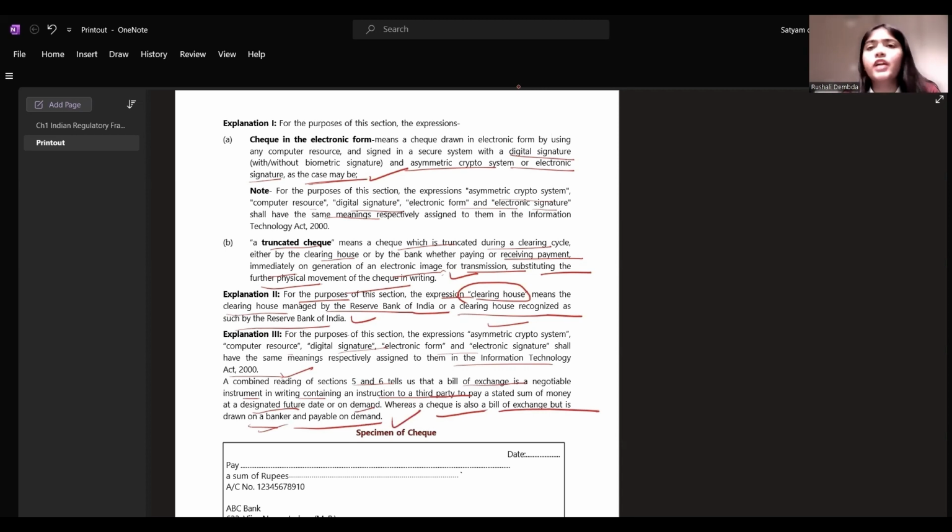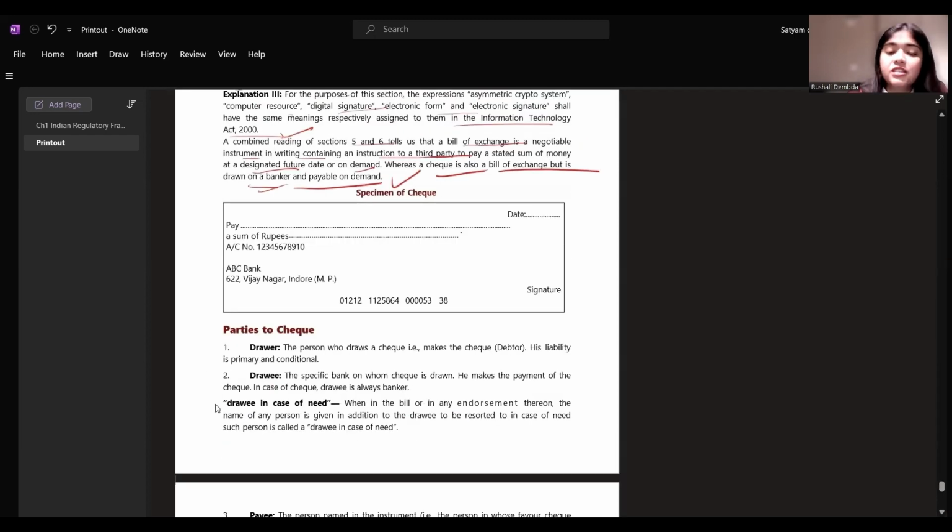Okay, State Bank of India, Kotak Bank, HDFC Bank, any other nationalized or cooperative bank, or any post office savings bank also, we can issue a check. Let's see a specimen. We have already seen an example. Let's just go through the specimen of the check.